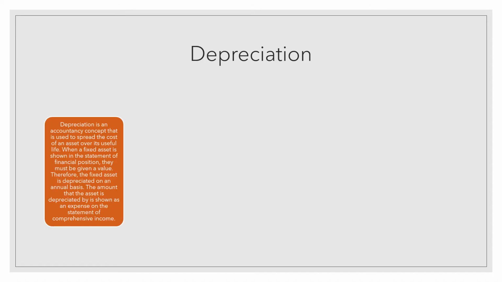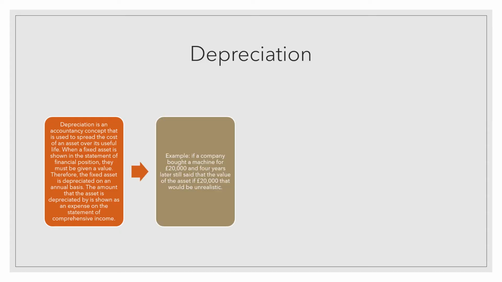What is depreciation? So depreciation is an accountancy concept and is used to spread the cost of an asset over its useful life. So when a fixed asset is shown in the Statement of Financial Position, it must be given a value. Therefore, the fixed asset is depreciated on an annual basis, and the amount that the asset is depreciated by is shown as an expense on the Statement of Comprehensive Income.